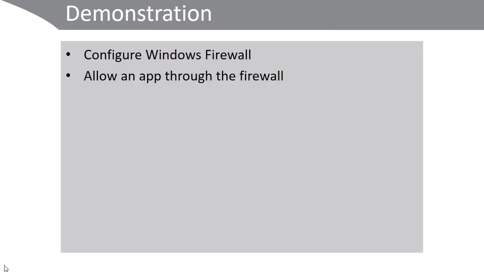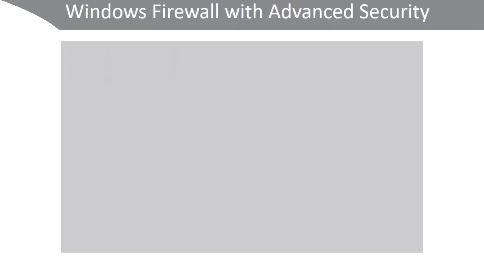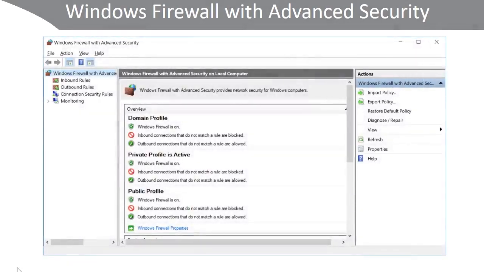Okay. So in the demonstration you saw how to configure Windows Firewall and how to allow an app through the firewall. Windows Firewall with Advanced Security allows you to configure security rules, connection security rules. These provide for authentication and optionally encryption on the wire. To access this tool, open up Control Panel, navigate to Windows Firewall with Advanced Security.